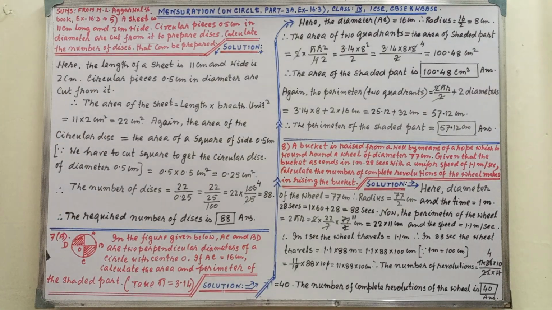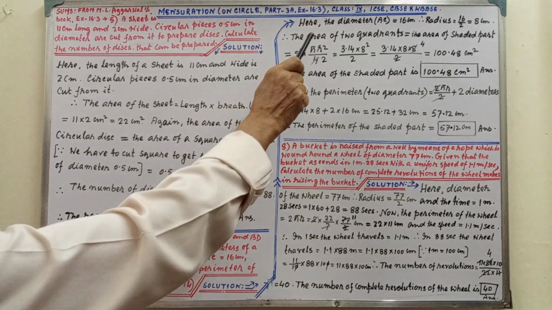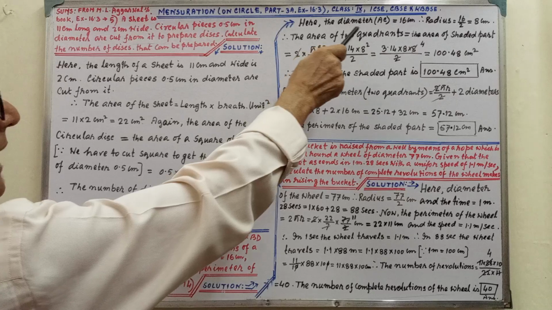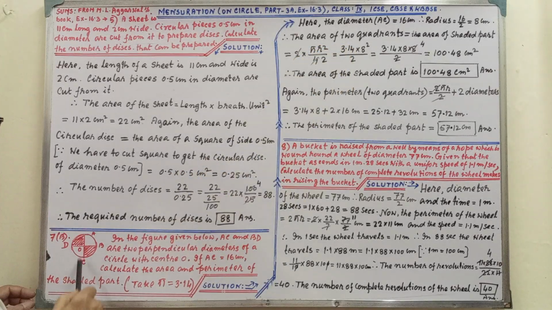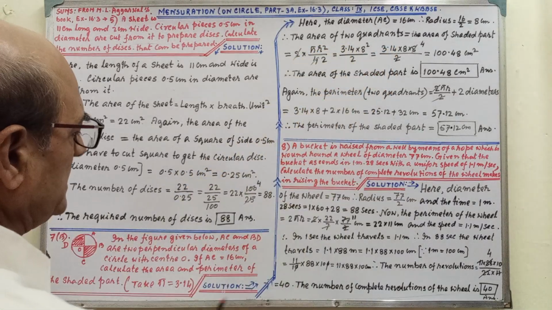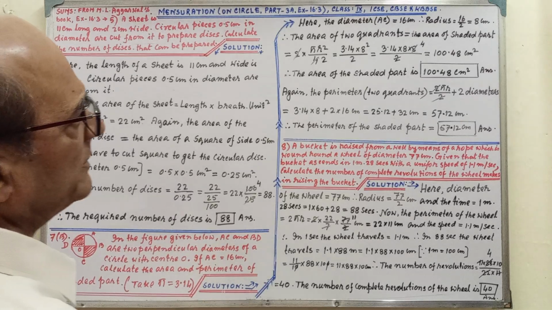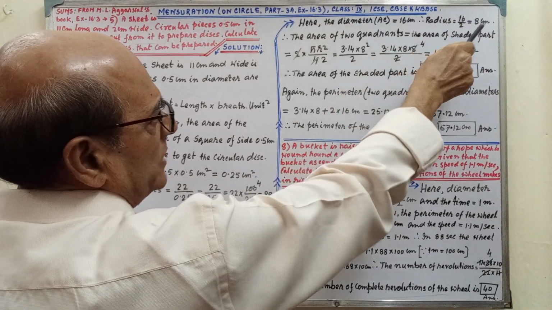Next sum, 7b. In the figure given below, AC and BD are two perpendicular diameters of the circle with center O. Here, the diagram is given in the question. In the answer you have to draw the diagram. After drawing the diagram, then we have to start. Here the diameter AC is given, that is 16 centimeter. Therefore radius is 16 by 2, that is 8 centimeter.